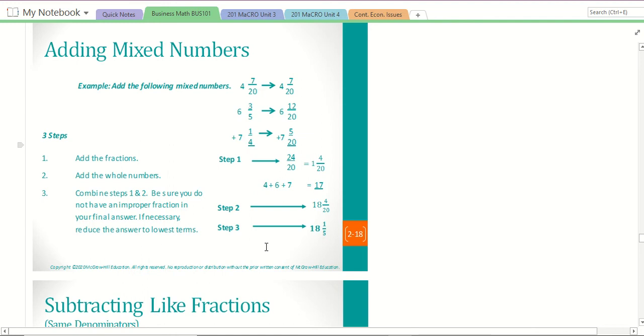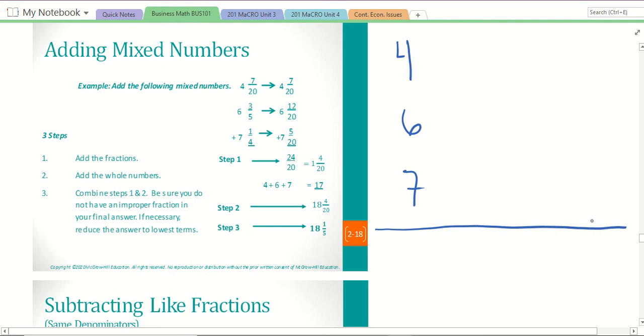Adding mixed numbers. Actually, this is where everything went to hell in a handbasket. So we want to know 4 plus 6 plus 7. Okay, and we know that we have 7/20. I do it over here. I know it's over here too, but sometimes when you see it worked out, some students like that a little better to actually see somebody do it and demonstrate it. It helps. Sometimes just looking at pictures doesn't really show you what's going on.